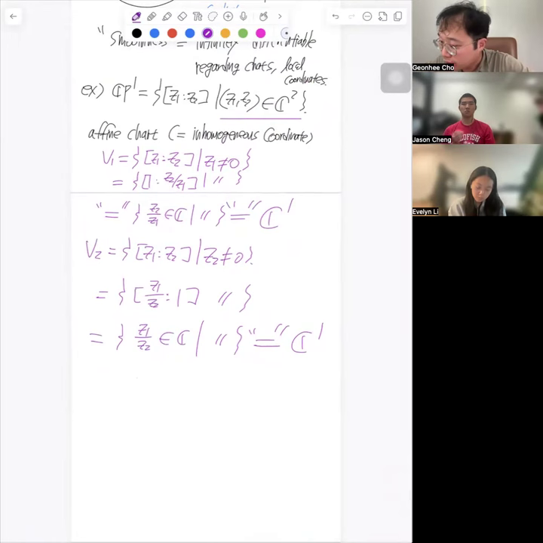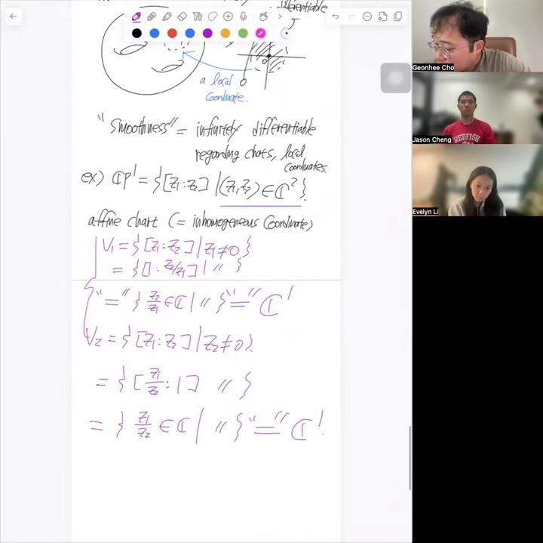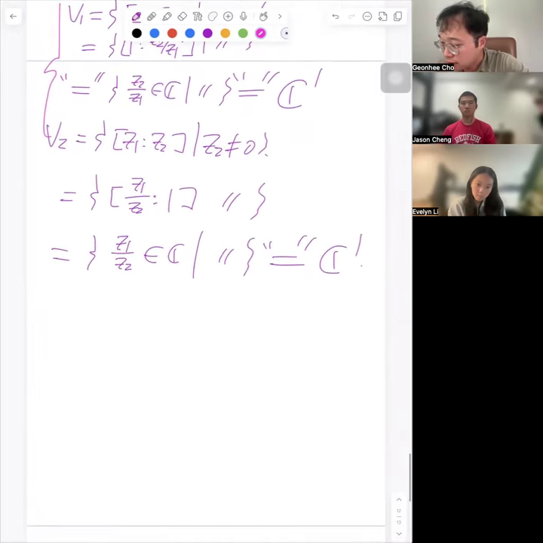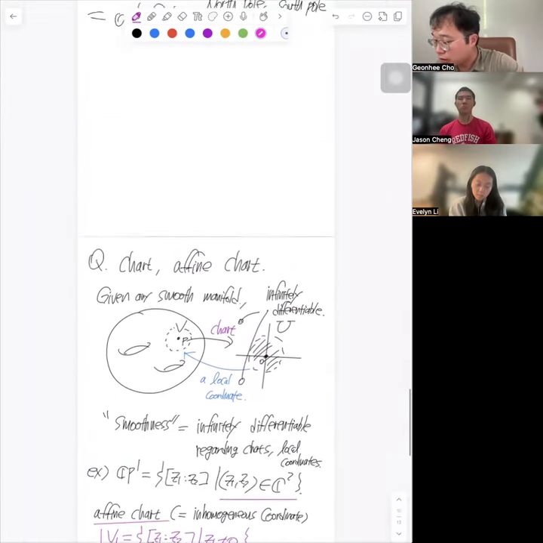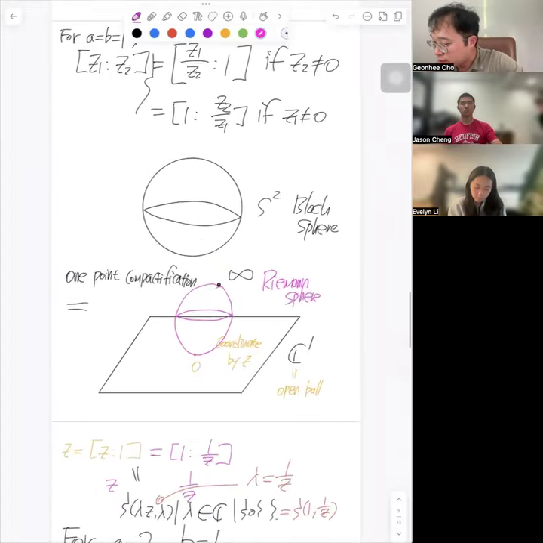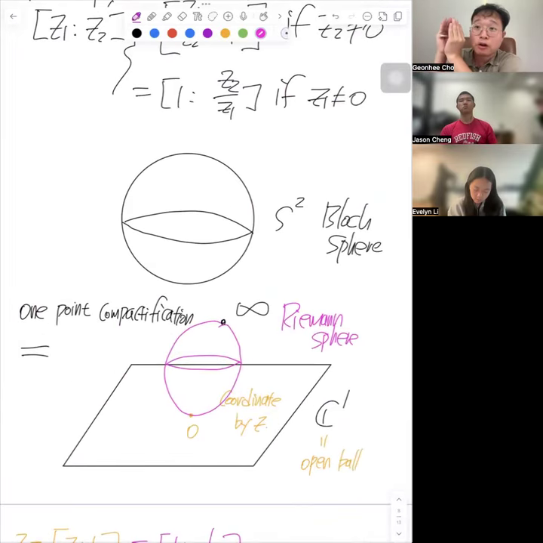So these two are the affine charts. We usually call this either the affine chart or the inhomogeneous coordinate. You can use any term, so the experts understand what people are talking about. The picture in this case is clear because you already know this picture. This is all you need to know.